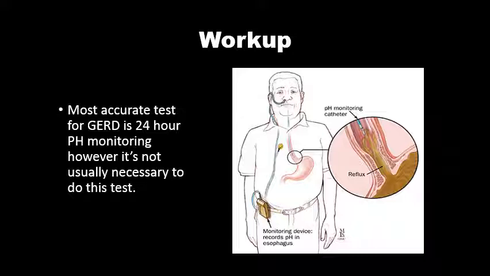If still there is no improvement, only then do you do endoscopy or esophagogastroduodenoscopy. If that shows esophagitis, then that confirms GERD, and then 24-hour pH monitoring is not needed. However, if the endoscopy is normal, then you have to do an ambulatory 24-hour pH monitoring while off the proton pump inhibitor.